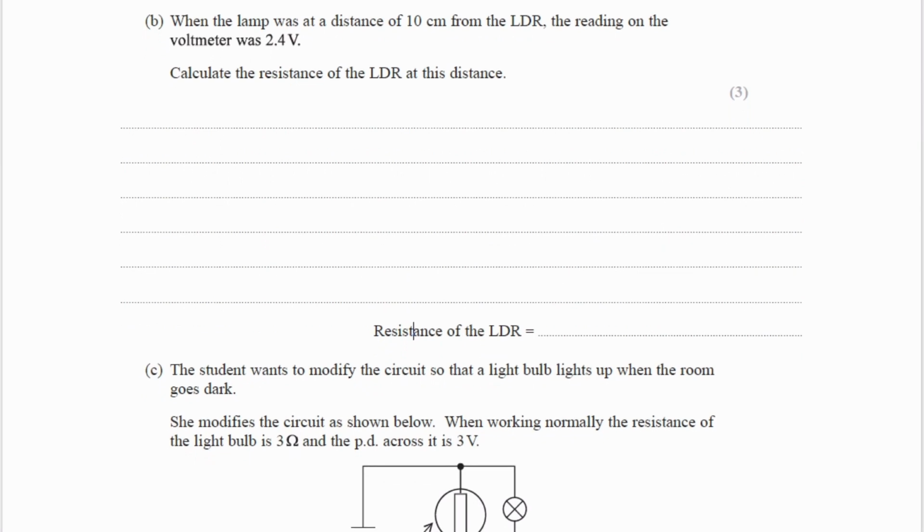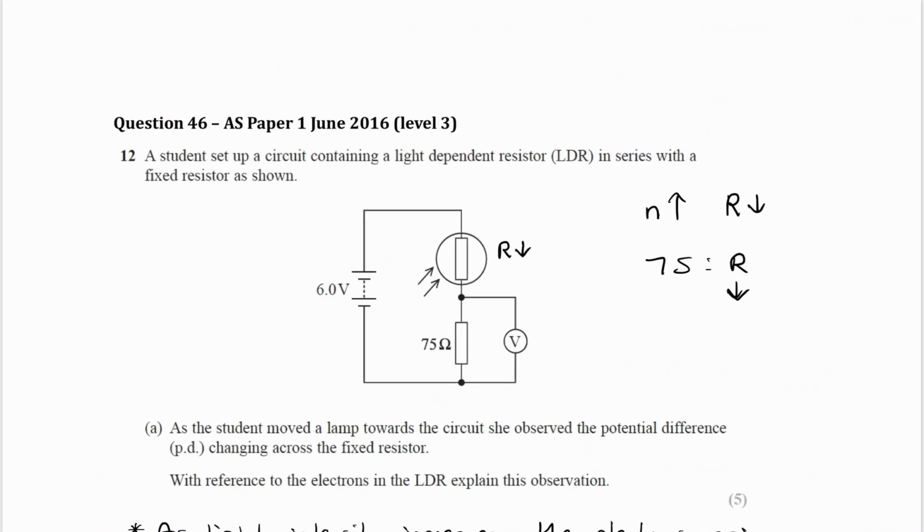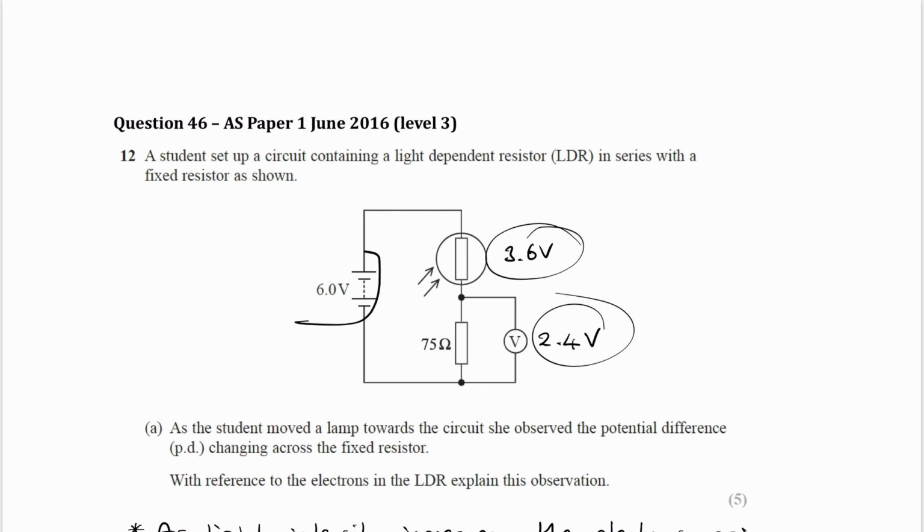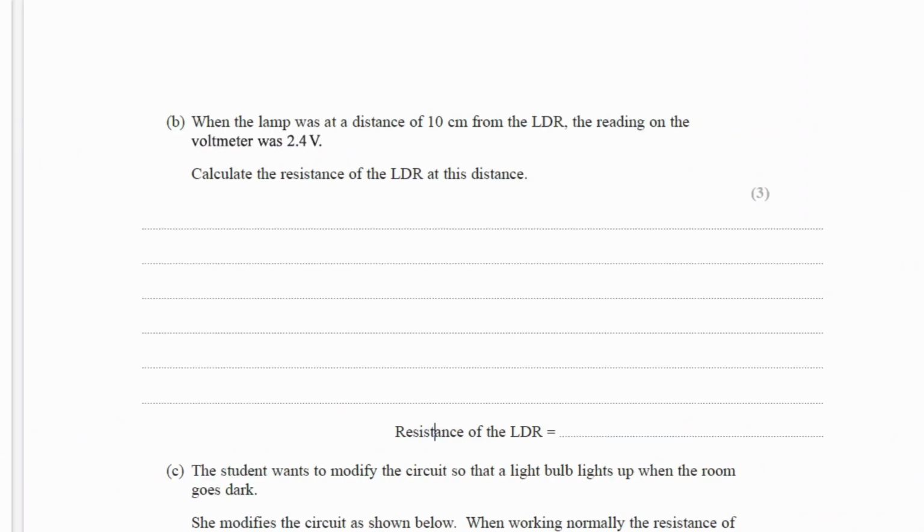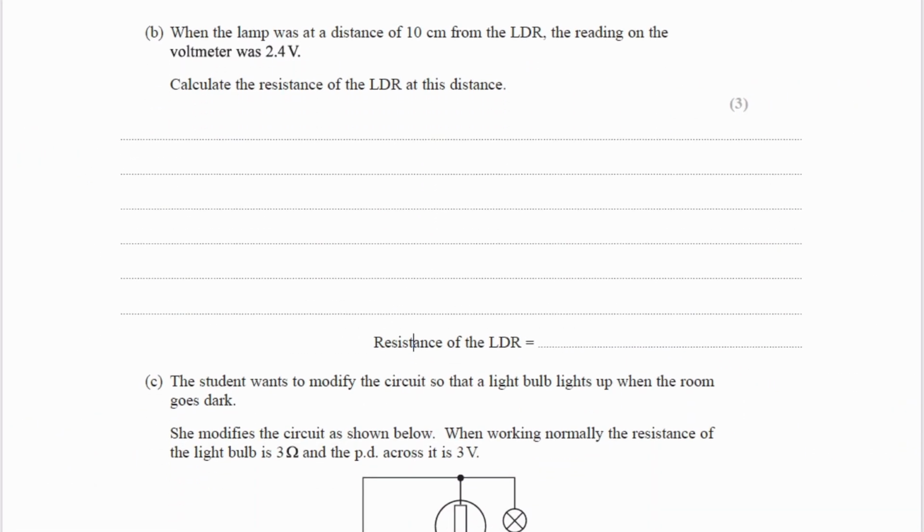For part B, when the lamp is at a fixed distance of 10 centimeters from the LDR, the reading on the voltmeter is 2.4 volts. So we have 2.4 volts there. And then if that's the case, we will therefore have 3.6 volts across the LDR because the two must add up to make 6 volts. And the question wants us to work out the resistance of the LDR at this distance.